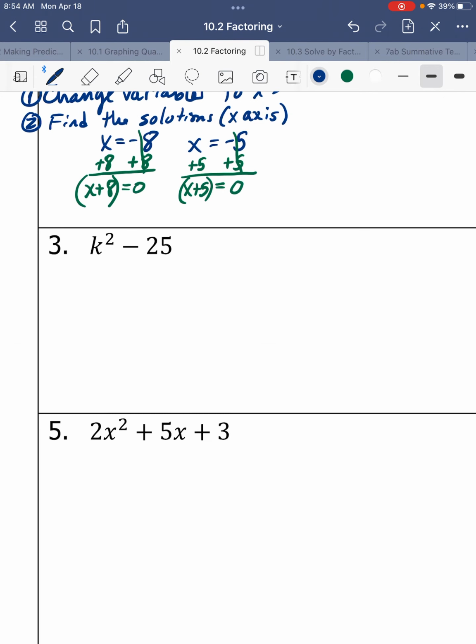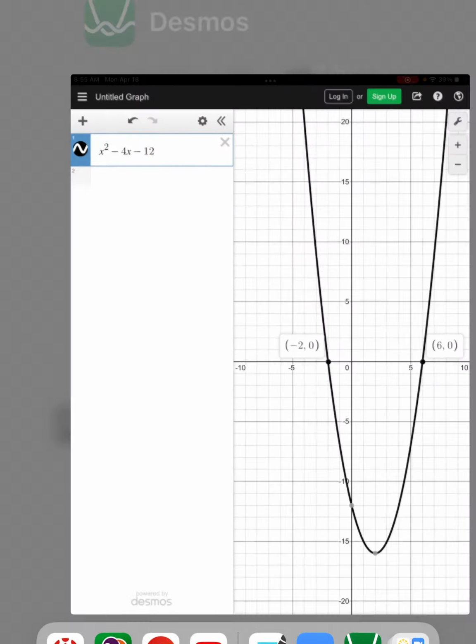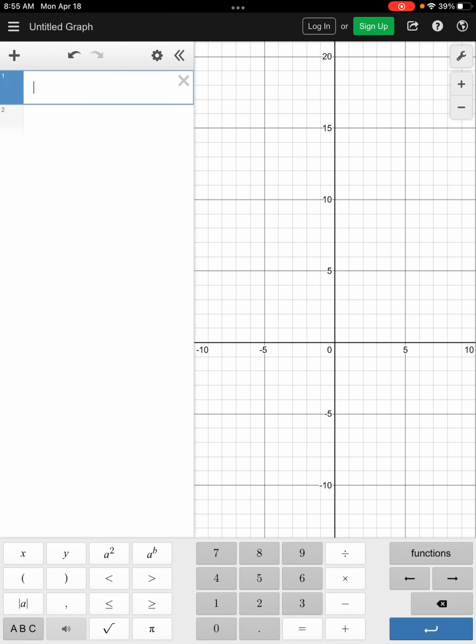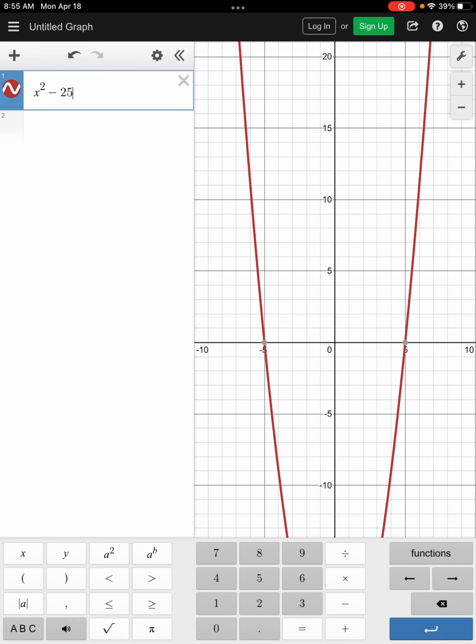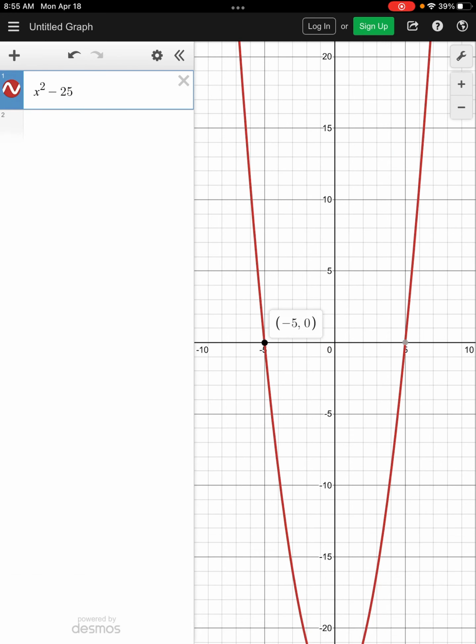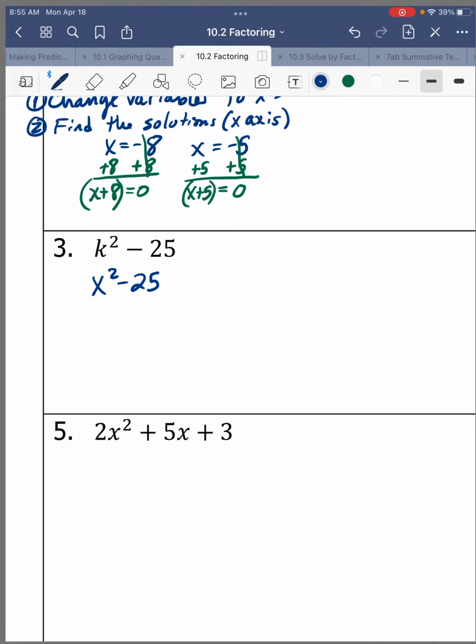Now let's try another one. Number 3, x squared minus 25. Is there a greatest common factor between them? No, nothing I can divide by both. So I'm going to change the k to an x, and let's put it in Desmos. Negative 5 and 5 are my solutions.